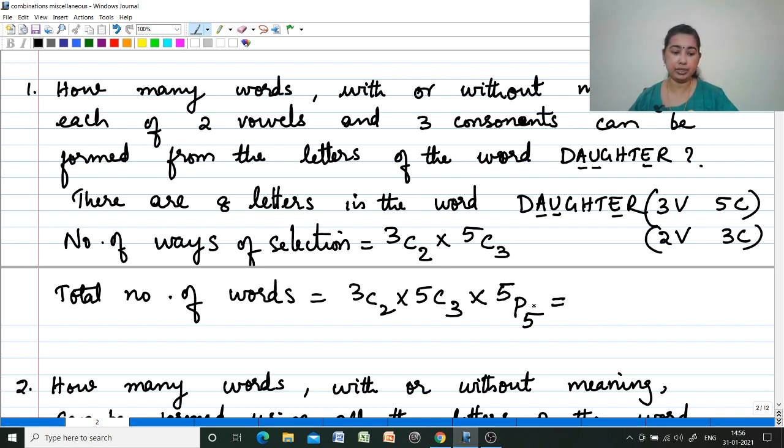3C2 is 3, 5C3 is 5 into 4 by 1 into 2, and 5P5 means 5 factorial. Simplifying that, we get 3600. That many words we can make.